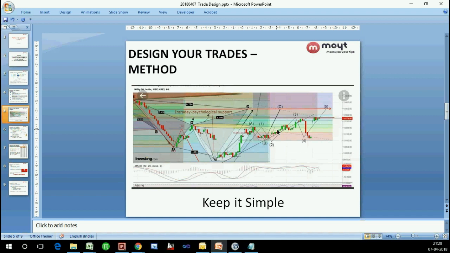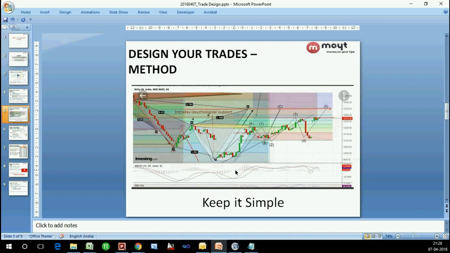This is how we trade. You don't need so much information on the chart, so many graphs and all. It is not required, and it creates a lot of confusion also. If you see my chart, I would always just have moving averages. I would have one momentum indicator, which is your MACD or your ADX, and I would have one oscillator.